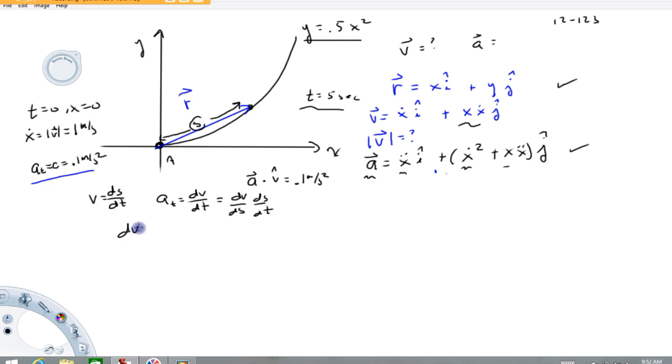So I'm going to rewrite that: dv is equal to the tangential acceleration times dt. Put a little NCU for note consistent units. This is going to integrate to v equals 0.1t plus a constant. Now the constant we can get because at t equals 0, the v is 1. So the constant must be 1. So v is equal to 0.1t plus 1.